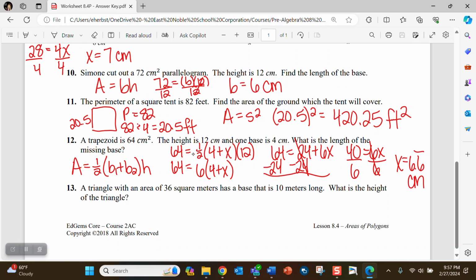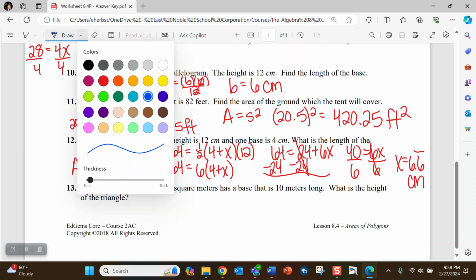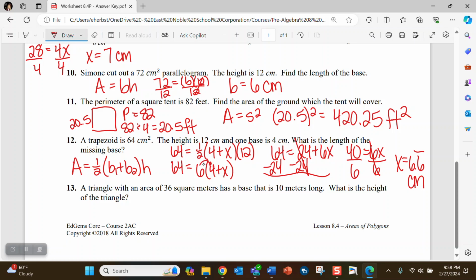So now I have this mess over on the right-hand side that I wanted to clean up before I actually start solving the equation. So I took 1/2 of 12. Remember, this is all multiplication, so I can jump around with what I'm multiplying. 1/2 of 12 is 6. So now we're left with 6 times the quantity of 4 plus x. In the next step, I distributed. So I did 6 times 4 and then 6 times x, and that's how I got this next row. 64 equals 24 plus 6x. Then I subtract 24 from both sides, divide both sides by 6, and get x equals 6.6 repeating centimeters.